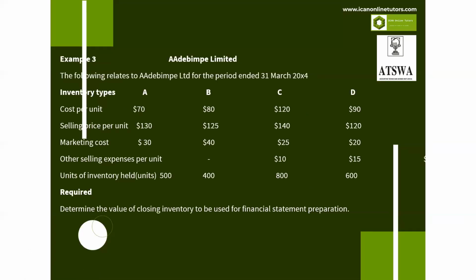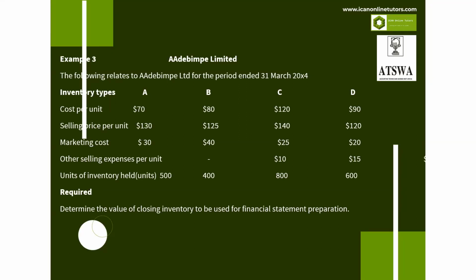Now let's take a look at example 3. The following relates to Adebipe Limited for the period ended 31st March 2004. Inventory A, B, C, and D. We have cost per unit, selling price per unit, marketing cost, other selling expenses per unit, and units of inventory held. Determine the value of closing inventory to be used for financial statement purposes.